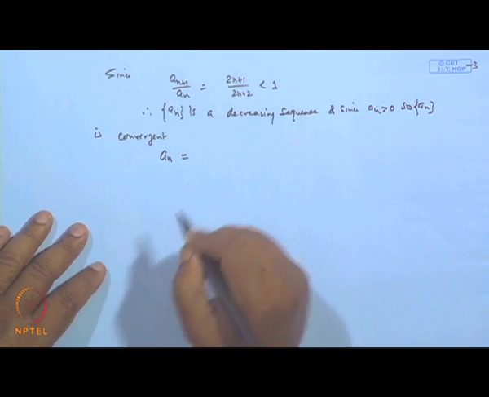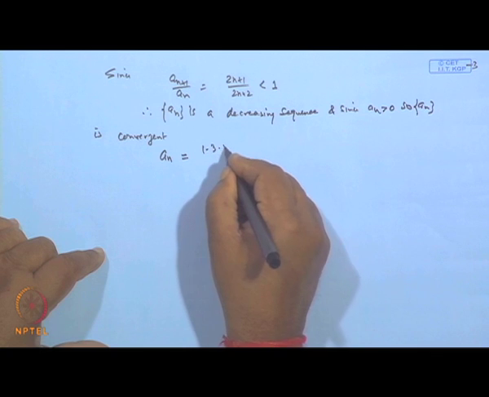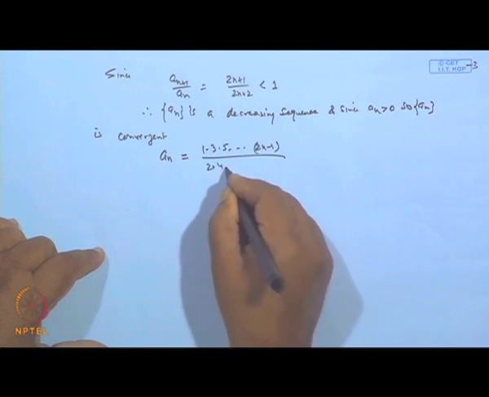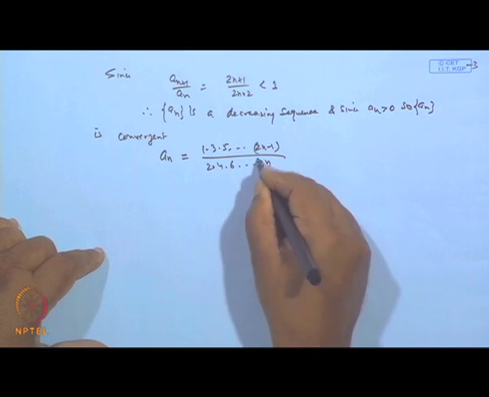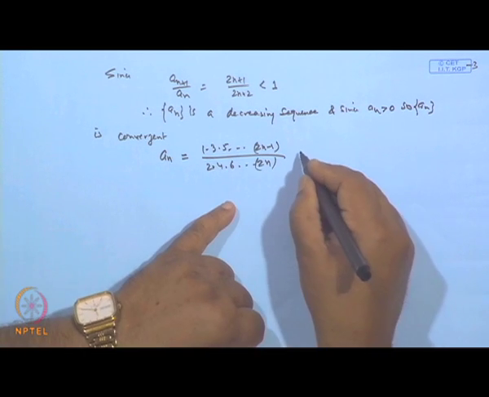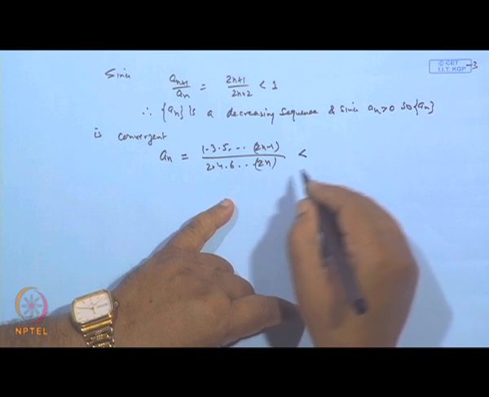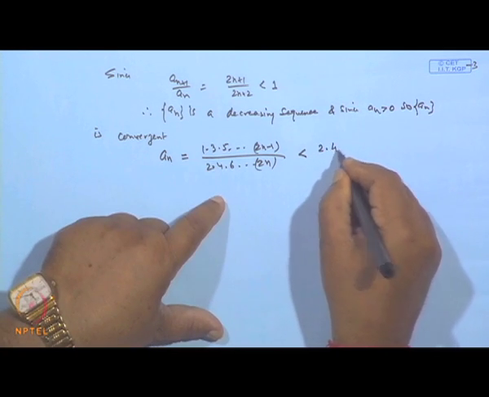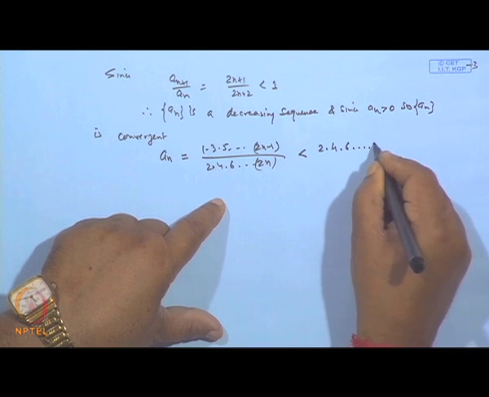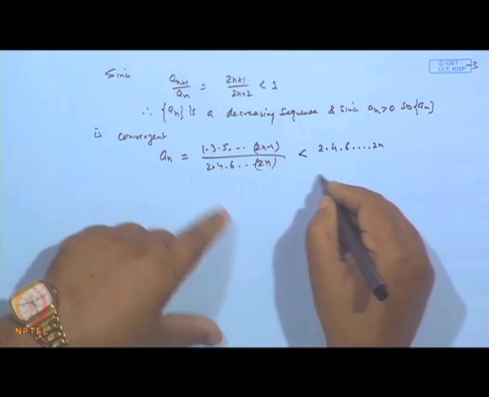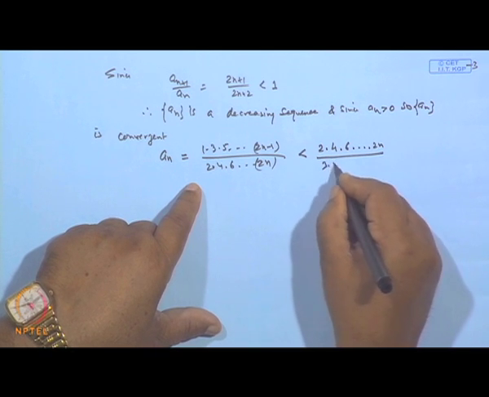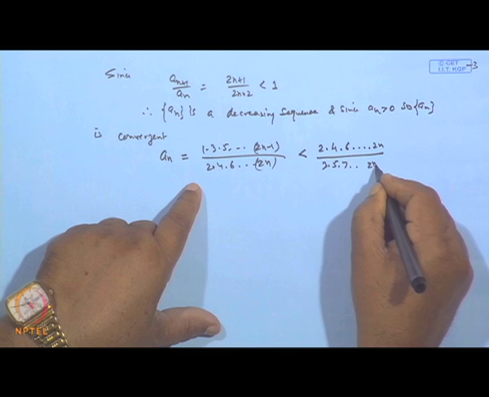What is a n? a n was 1, 3, 5, up to 2n minus 1, over 2, 4, 6, up to 2n. Now, can we not say it is less than 2, 3, 4, 5, 6, up to 2n, and in this part I am just increasing: 3, 5, 7, up to 2n plus 1.